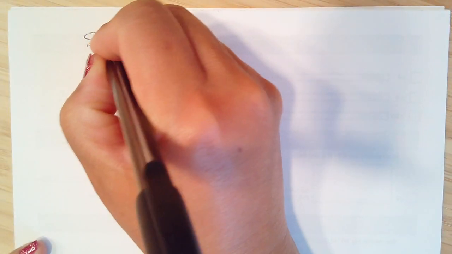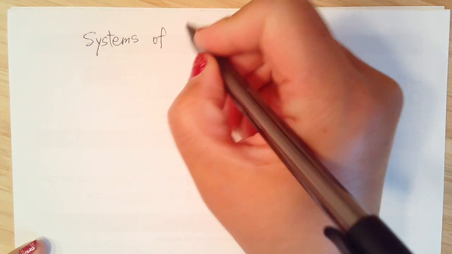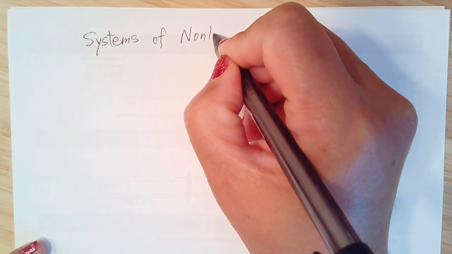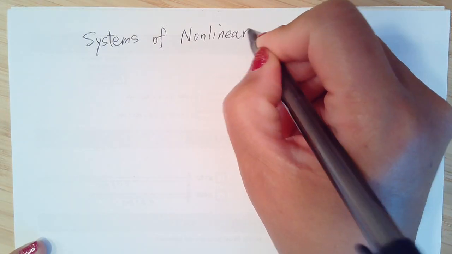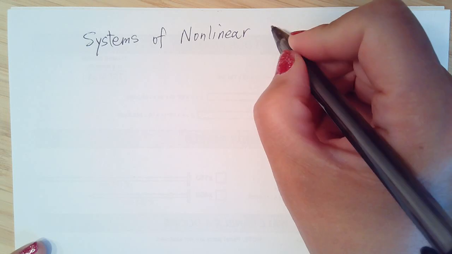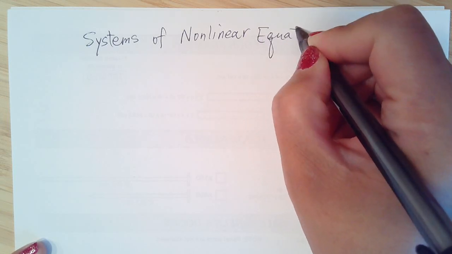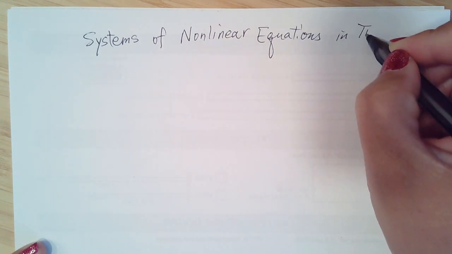Today's topic is the system of nonlinear equations in two variables. We use a system of equations, that means more than one equation, right? And we learned how to solve the system of linear equations involving two or three variables. And now we're going to do nonlinear equations. What are the nonlinear equations?